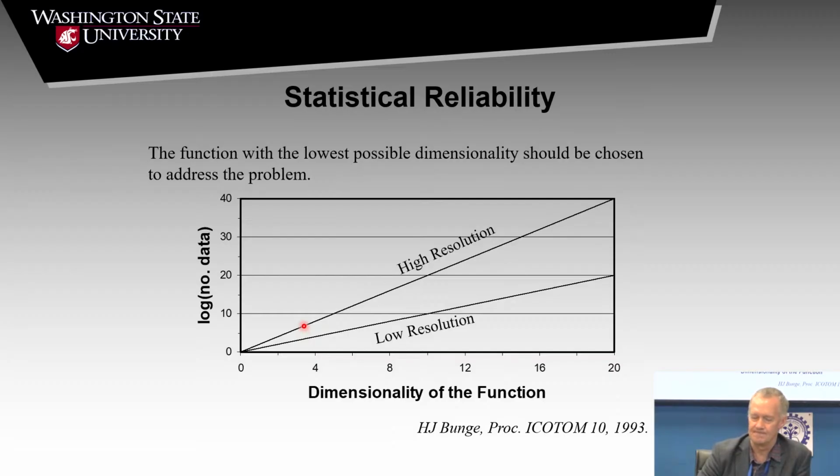Okay. Grain boundaries, if we're in 5-dimension space, we need to look at 100,000 grain boundaries to be able to say we have any kind of statistical reliability. Can we look at 100,000 grain boundaries? Yeah.